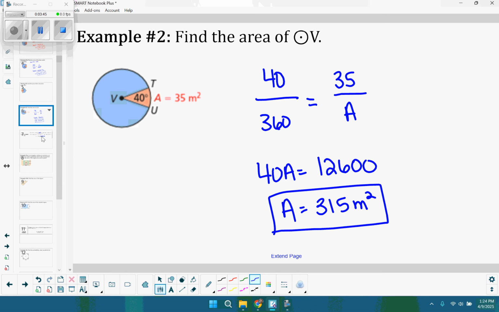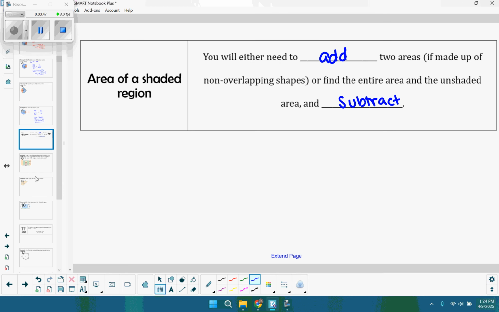So there's no check-in for this. Instead, we're going to talk about area of a shaded region. You will either need to add two areas if your shape is made up of non-overlapping shapes, or find the entire area and subtract the unshaded portion. You're going to have to look at each problem and decide what will be done in that particular figure.